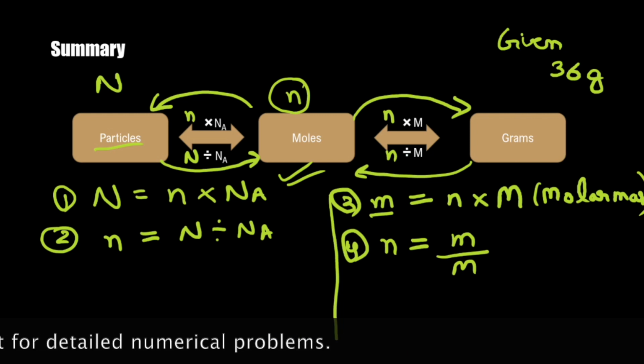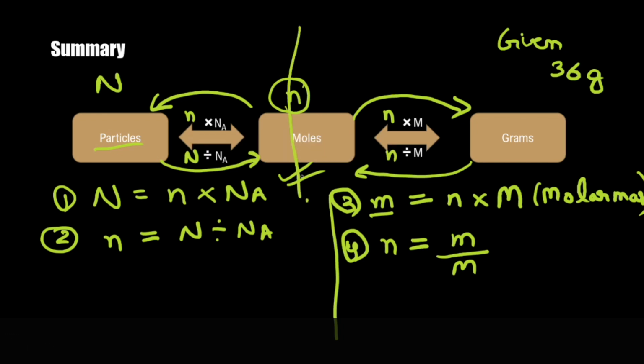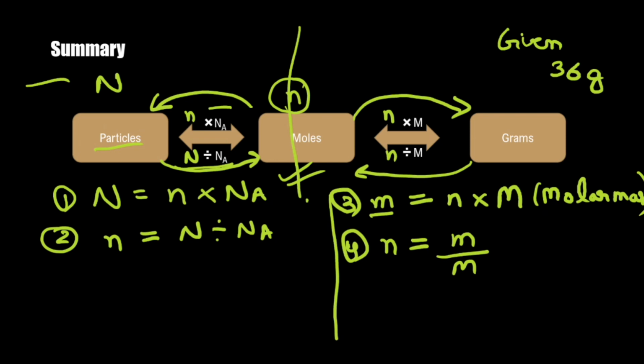So how will you remember all these 4 formulas? If you have to calculate the number of molecules, atoms, or ions from moles, and you know the number of moles, you will multiply that with Avogadro's number. If you know the number and you want to determine the number of moles, divide that with Avogadro's number. Okay, if you want to determine the mass of given number of moles, multiply that with molar mass. If you know the mass and you want to determine the number of moles, divide that with molar mass.